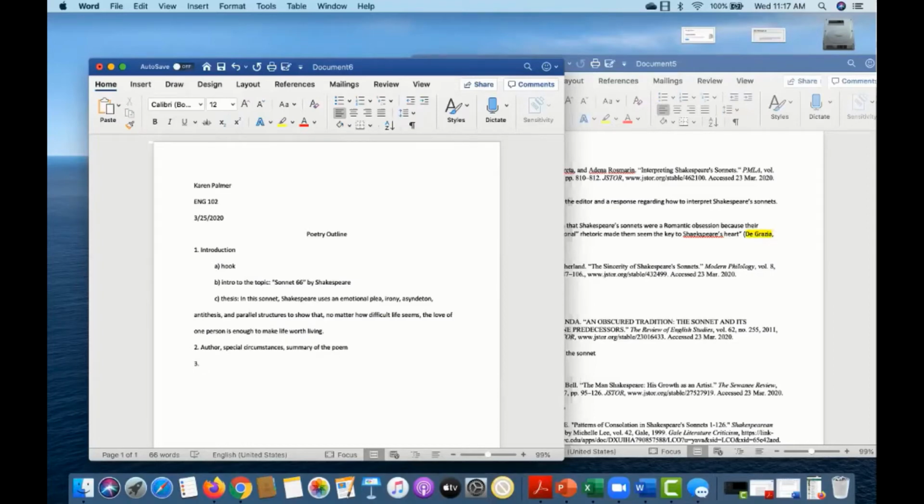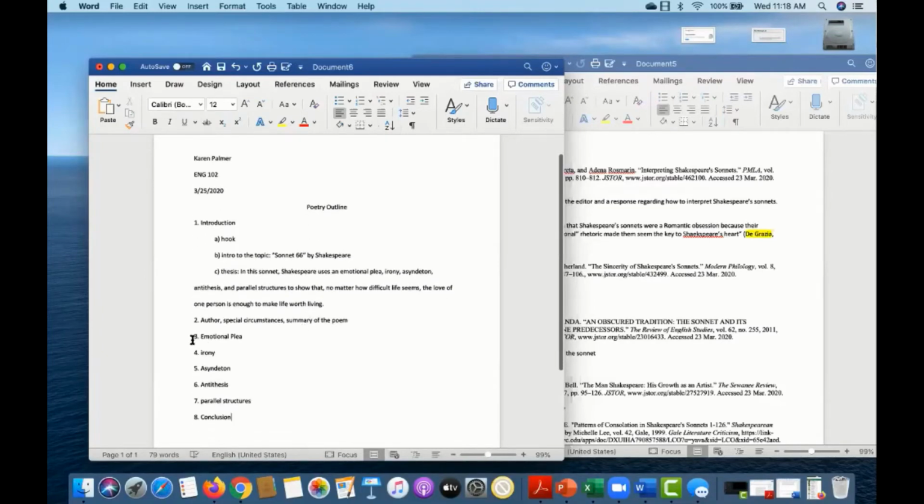So what I'm going to do real quick here is just take each of the points. You guys have your 3 elements of poetry, so that means you're going to have 3 paragraphs right here, 3, 4, 5. I have more because I have more things. But for each one, I'm just going to put what they are. So I have emotional plea, I have irony, I have asyndeton, and then I have antithesis, and then I have parallel structures. And then 8, of course, will be my conclusion.